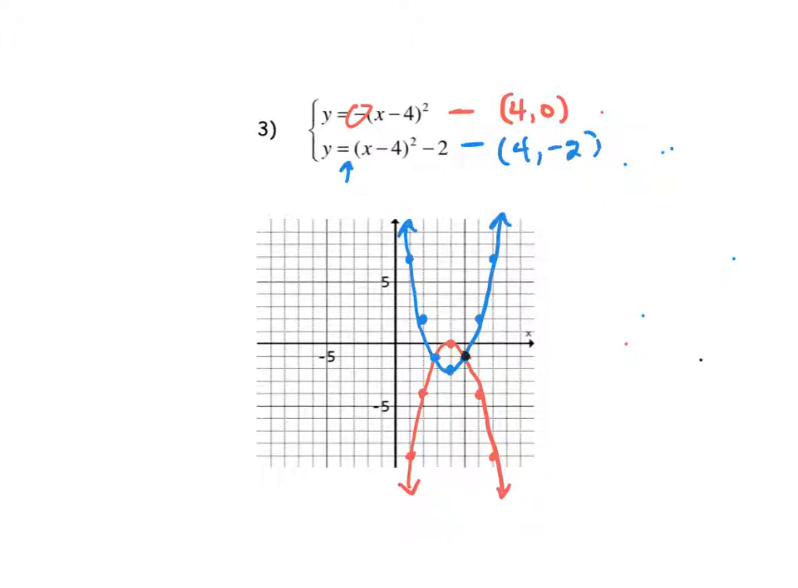And then I have my 2 points of intersection at 5, -1 and 3, -1. And those are my solutions to that particular system. So that is graphing to solve in a nutshell.